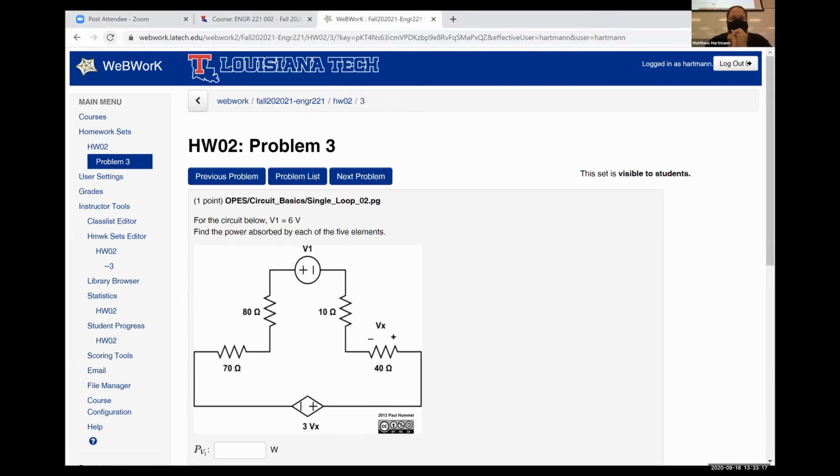All right, so we were asked to find the power absorbed by each of the 5 elements. So this is an example of a single loop circuit, right? Because all of the elements are connected in series. So what circuit analysis technique should you probably apply here? Because it's a single loop circuit. KVL, right? So let me pop over to this guy.